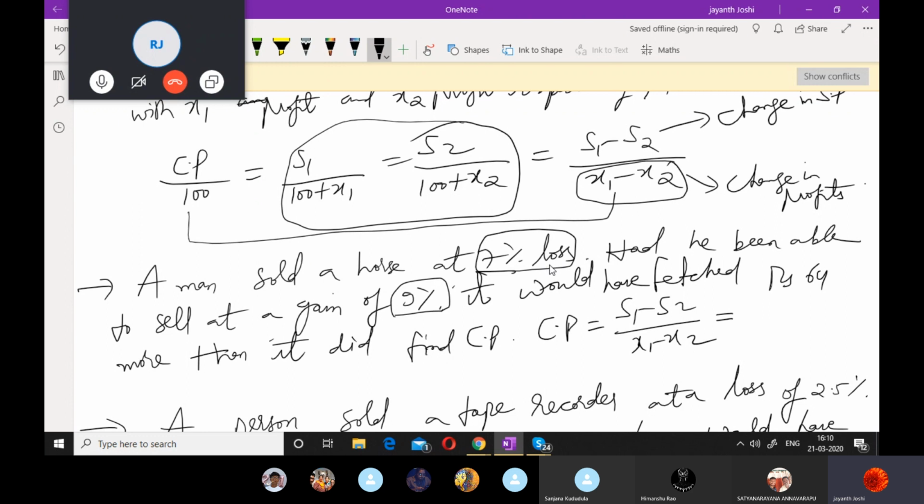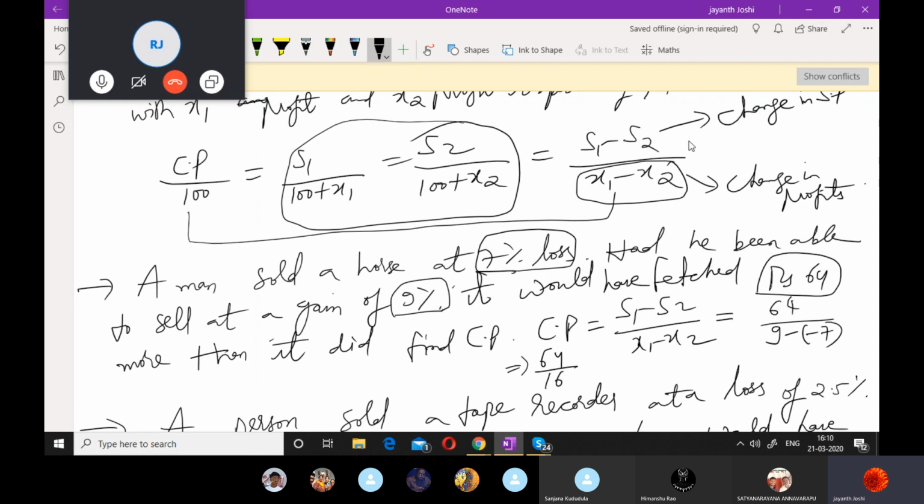So there are two prices: at one price he gets a loss, at the other price he will get the gain. So there are two selling prices. But we need not bother about those two selling prices, because the difference in the selling price is clearly given, 64. So 64 divided by, what is your profit? 9. What is your loss? 7%. So minus of minus 7. So 64 divided by 16.